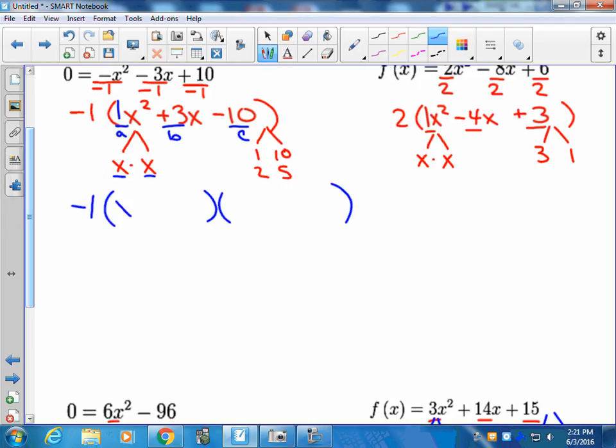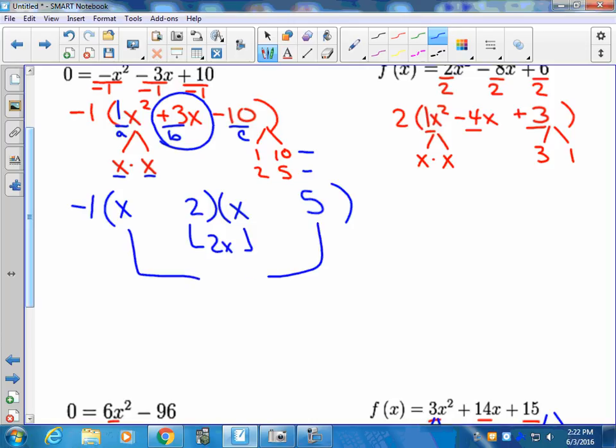The x's are my first value in each pair, and I've got 2 options for my second pairing. And then you just want to look and see, what am I trying to build? We're trying to build that middle B value. So how can I build a +3? I can't use 1 and 10. I have to use 2 and 5. So now my inside loop is a 2x.